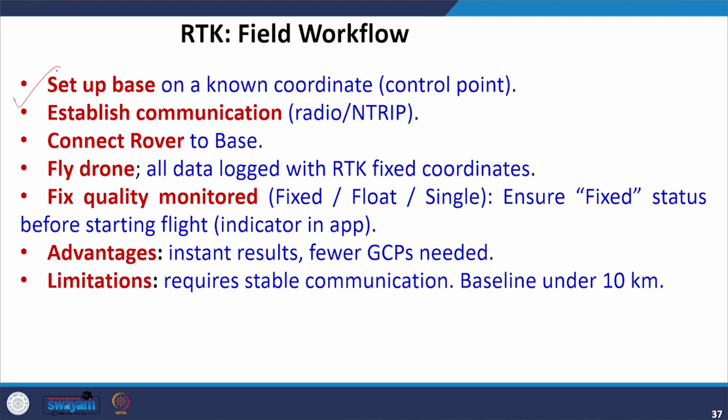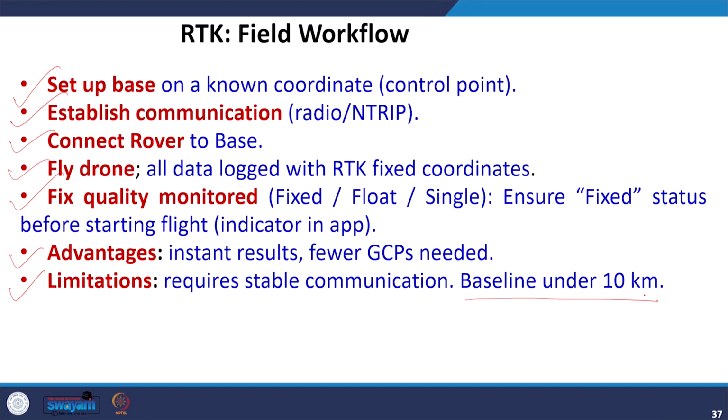We will set up the instrument at the base station, we will establish the communication between the two, we will connect the rover to the base system and we will fly the drone, collect the data, then we will fix the quality of the monitored data, and the advantage is we get the instant result, the corrections are applied immediately. We require fewer GCPs, ground control points, but it has limitations also. The limitation is that it will require very stable communication throughout the data collection, and with baselines under 10 kilometers only, this method is very useful.